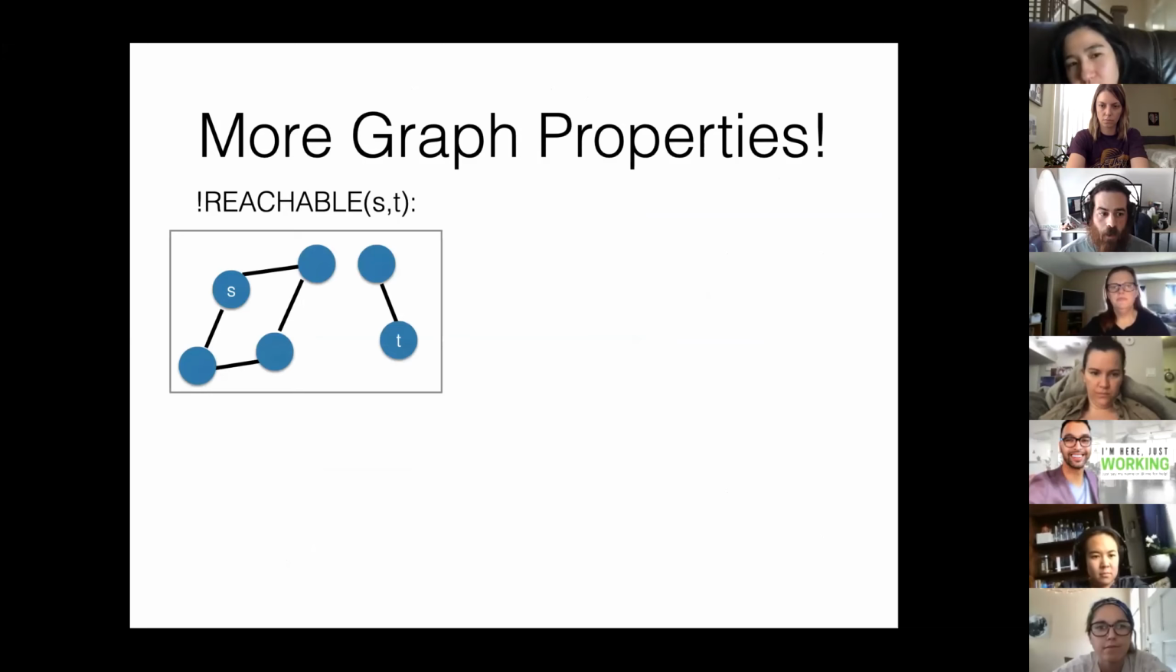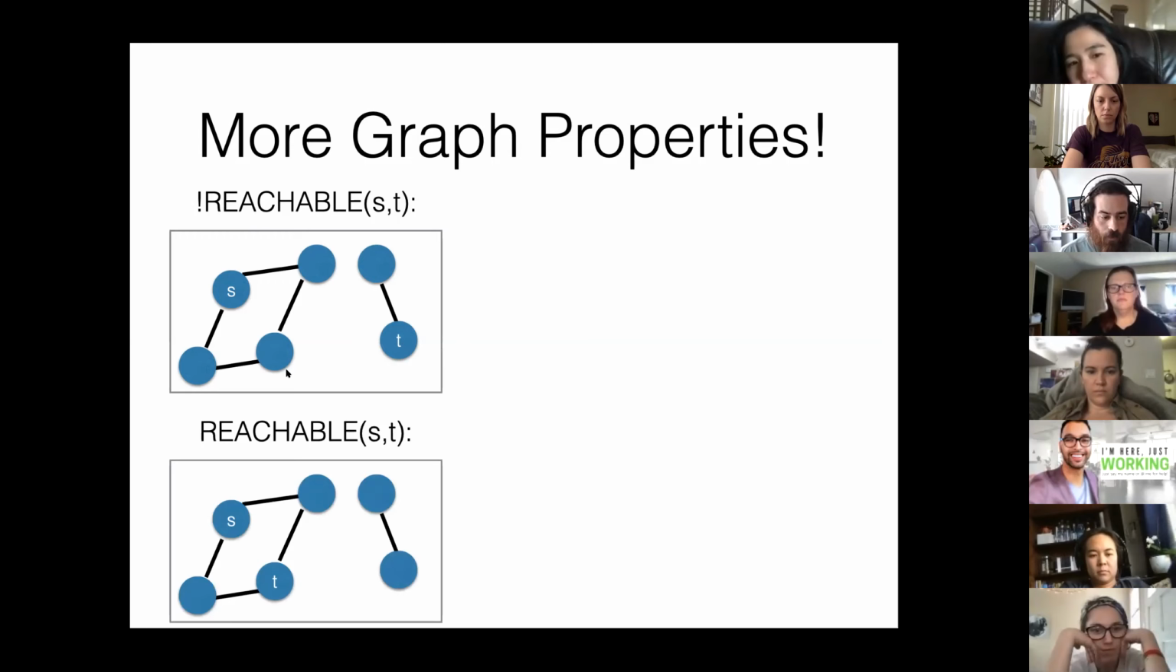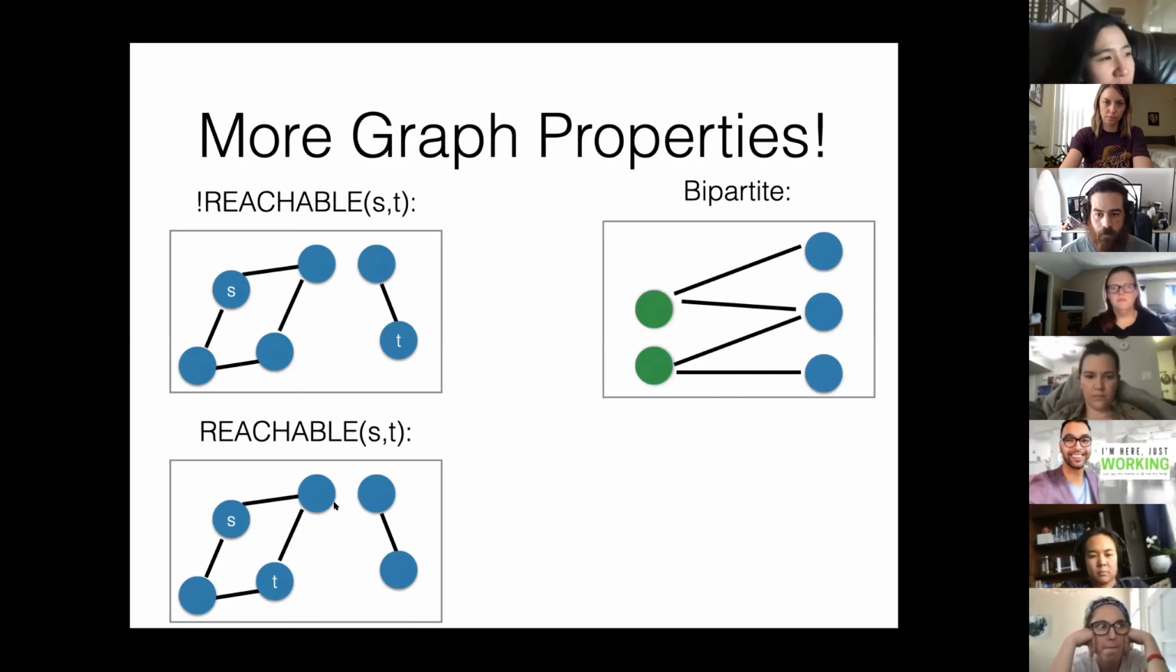Here's some more. This is sort of a generalization of connectivity. This is reachability, where you have distinguished nodes, S and T, source and target, that you're interested in going between. And in this graph, you can't get from the source to the target. In this graph, you can. So the source can reach the target in this graph.